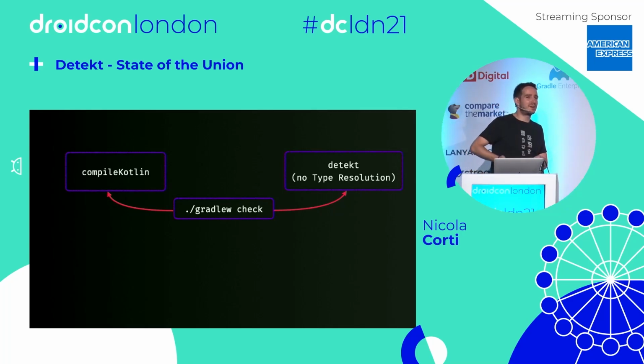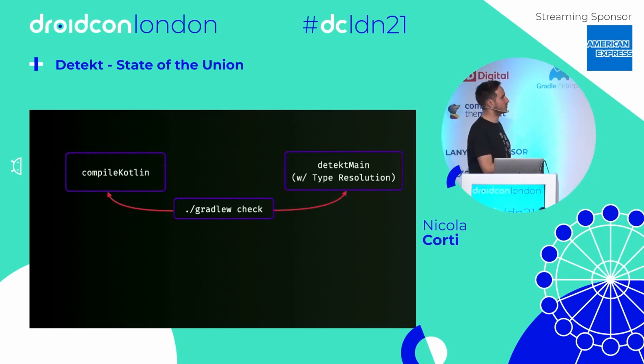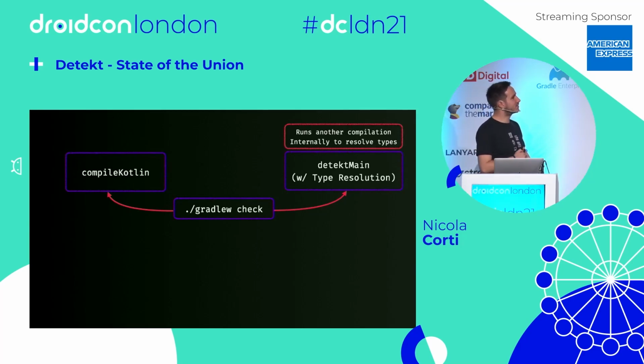As I said before, we are pushing for type resolution. So we would really love to call Detekt main or any other task that has type resolution. What's the deal with type resolution? The deal is that type resolution is essentially running another compilation internally. We get your classpath, we get all of your files, and we pass them to the Kotlin compiler embeddable, and we basically compile your code twice.